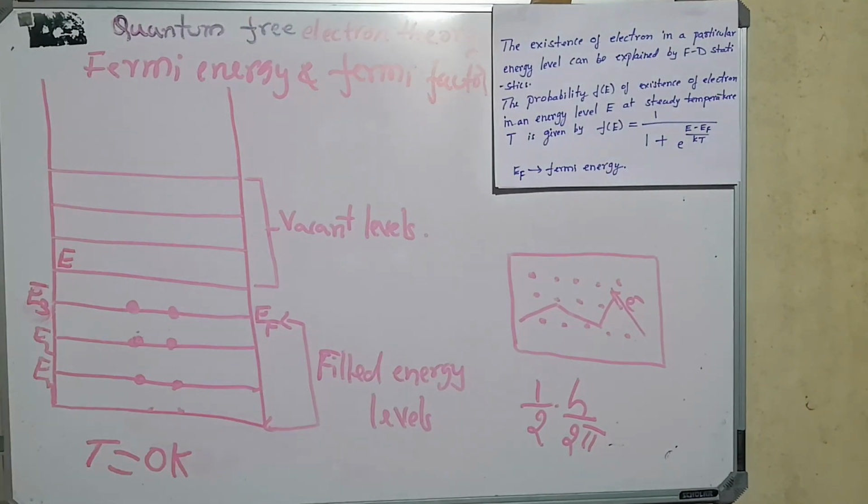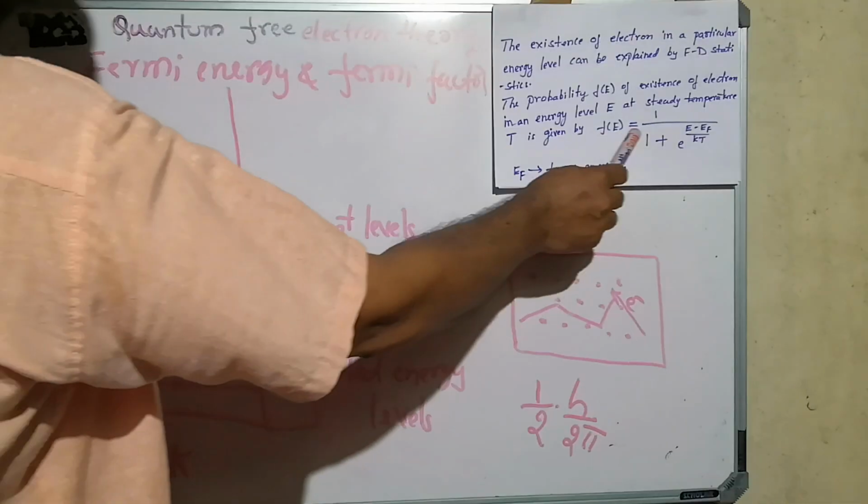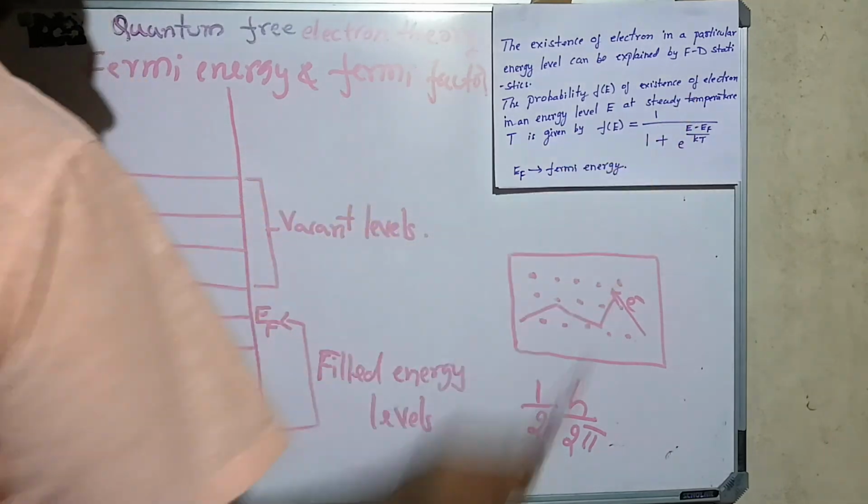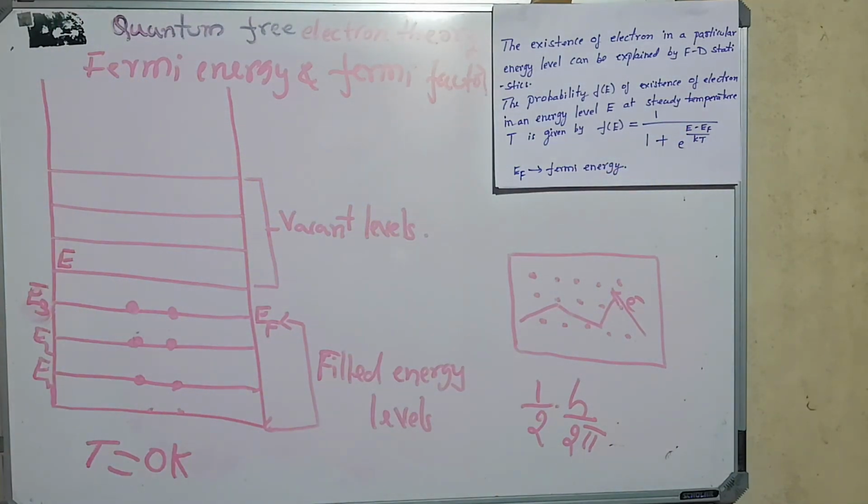The probability of existence of electrons in an energy level E at steady temperature T is equal to F of E, which is equal to 1 divided by 1 plus e to the power (E minus EF) by KT, where EF is the Fermi energy, K is the Boltzmann constant, and T is the steady temperature, that is, the lab temperature expressed in Kelvin. Okay, so what do you mean by this F of E?